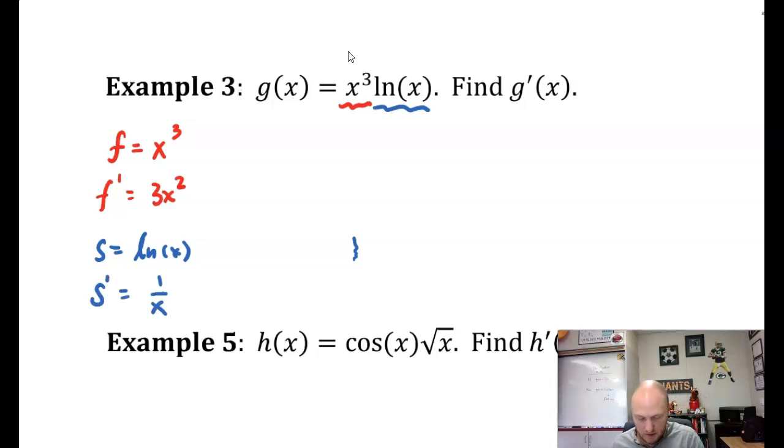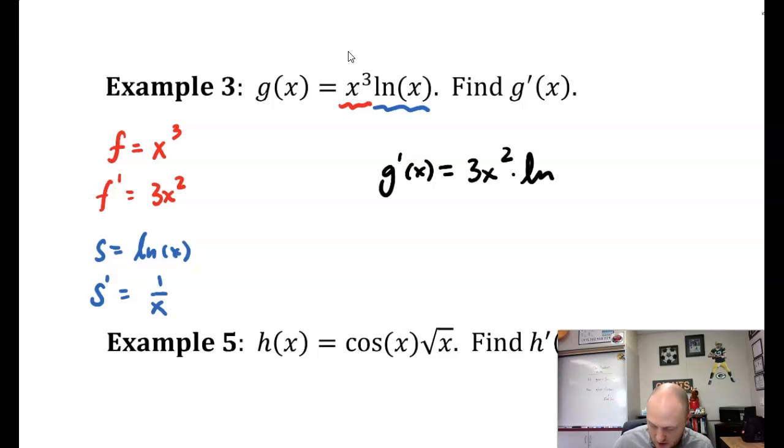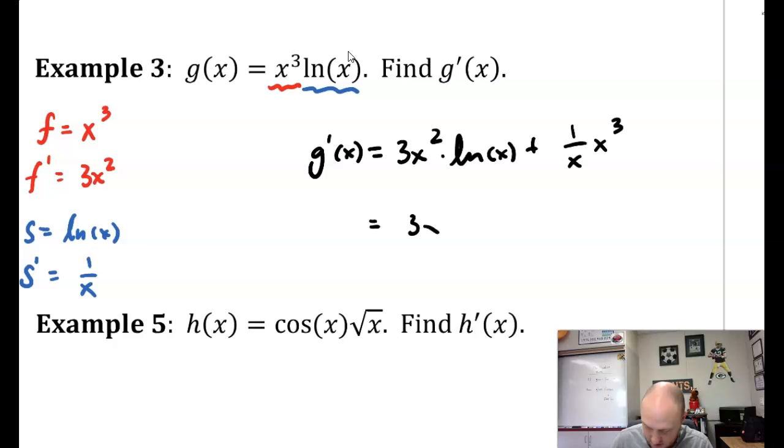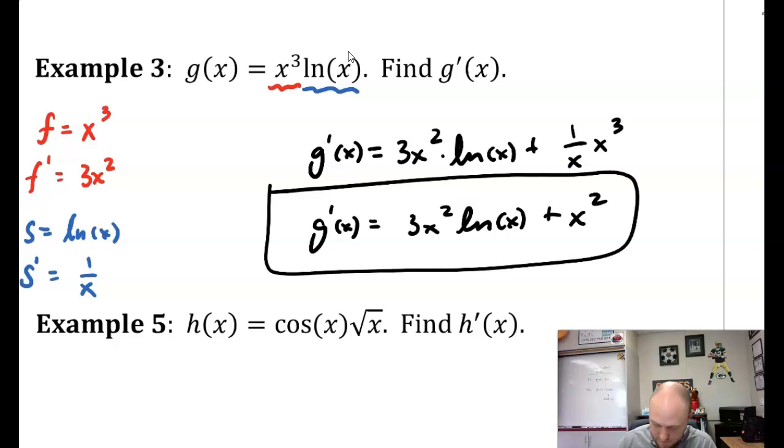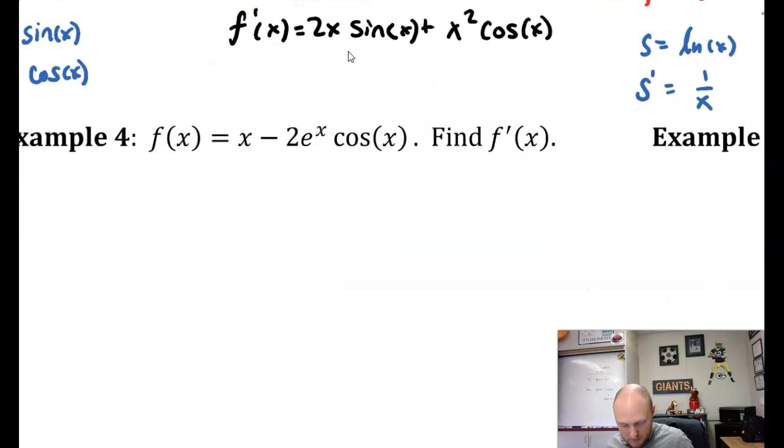Now that I've worked through that off to the side, I can just say, g prime of x is equal to 3x squared times the natural log of x plus the derivative of the second, 1 over x, times x cubed. And of course, we can clean this up. 3x squared natural log of x plus x to the power of 2. So there is our function. Pretty straightforward, right? Not too difficult or complicated.